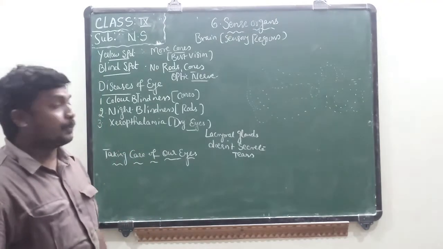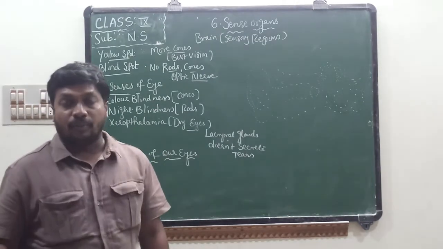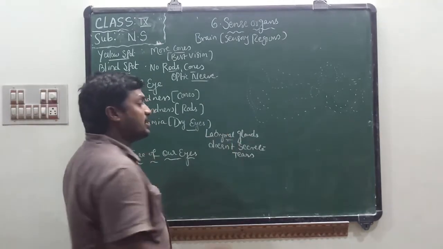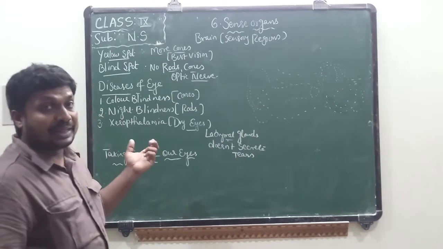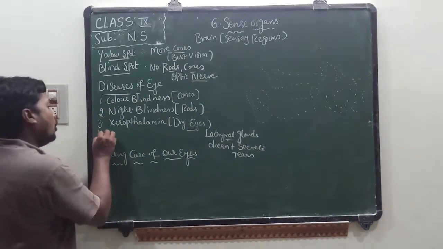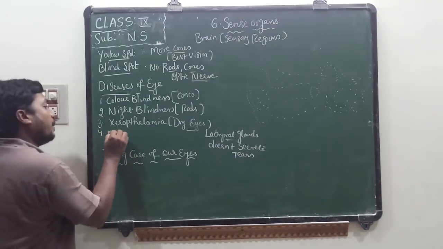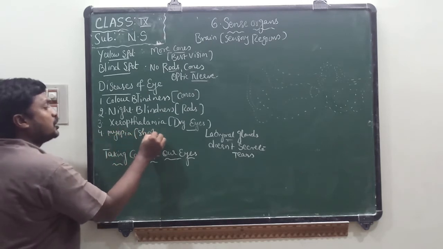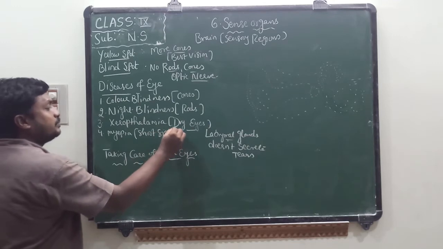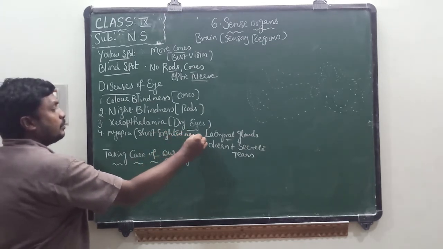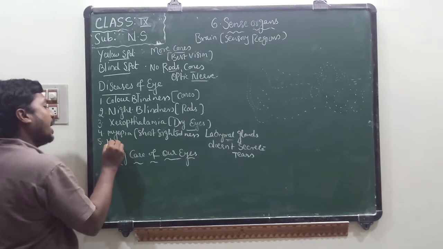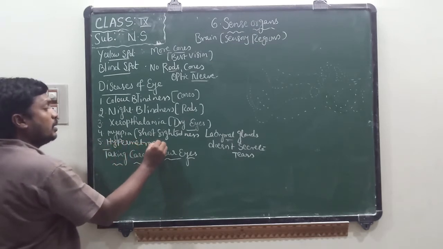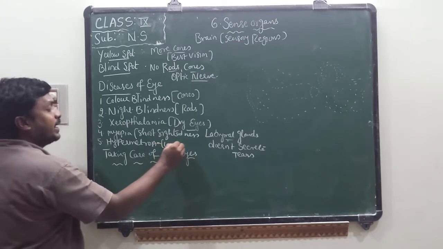If you observe some people, we cannot find any tears. The lacrimal gland does not secrete tears. This condition is called xerophthalmia or dry eyes. The fourth one is myopia, also called short-sightedness. And the fifth one is hypermetropia. This is long-sightedness.